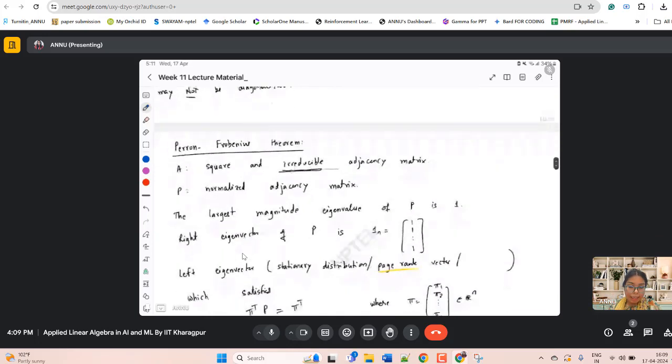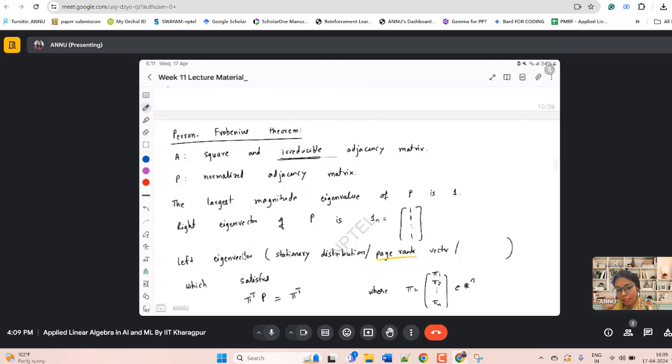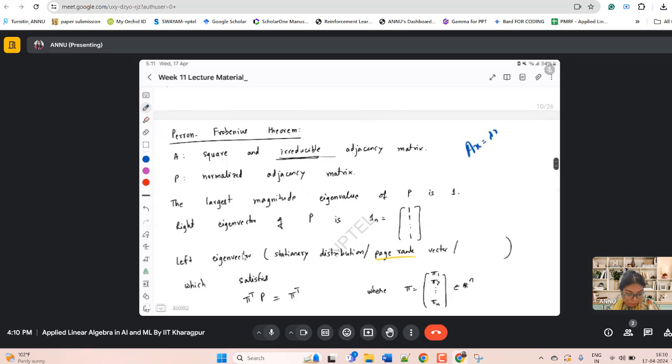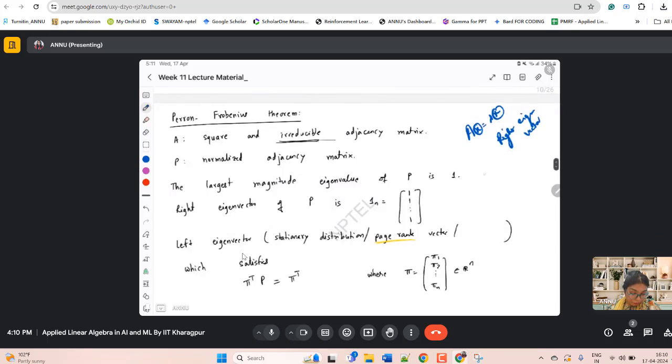Now we have the right eigenvalue, and we need to calculate the right eigenvector. What is that right eigenvector? As we see, Ax equals lambda x, so this x is the right eigenvector. I hope you all agree. But what if we write x transpose A equals lambda x transpose? Then this x will be the left eigenvector.